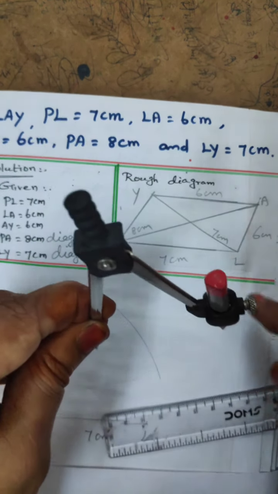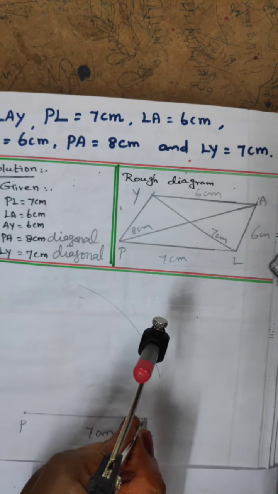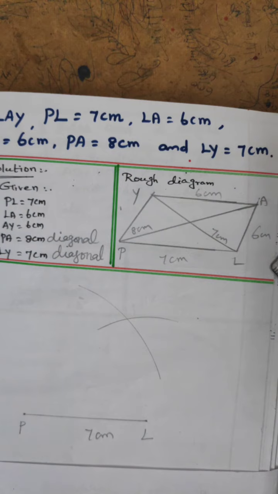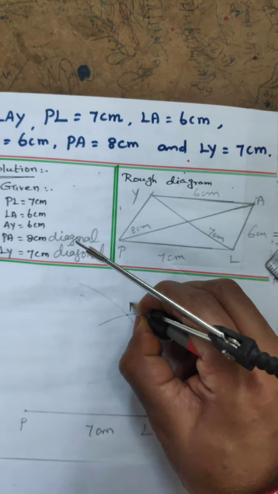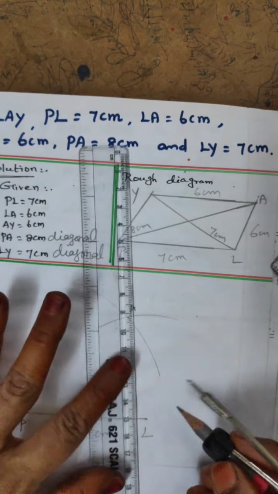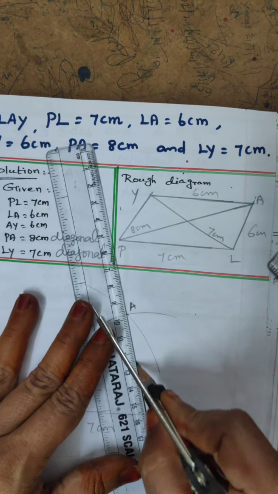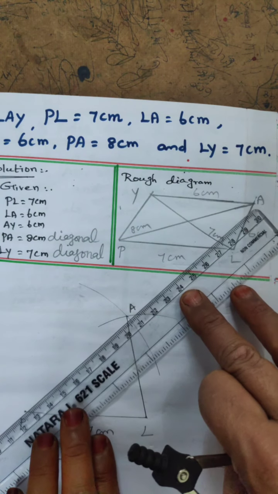Which point do we keep 6 centimeter at? Start from L only. So keep the compass at L and cut the arc. How many centimeters is there? 6 centimeter. Now the cutting point of these two arcs is point A. Join LA. Join L and A. Next join P and A.